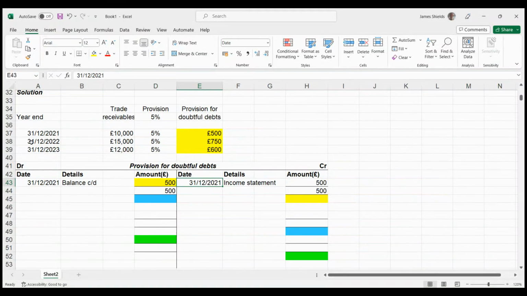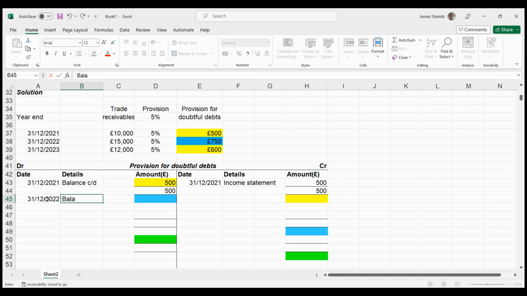Now, when we get to the next one, 31st of December 2022, I've got a little blue box there, so I'm going to highlight this here in blue. So let's change my colour for that one. So the provision at the end of December 2022 is 31st of December 2022. My balance carried down at the end of that year, we worked out, was the one in the blue box, which was £750.